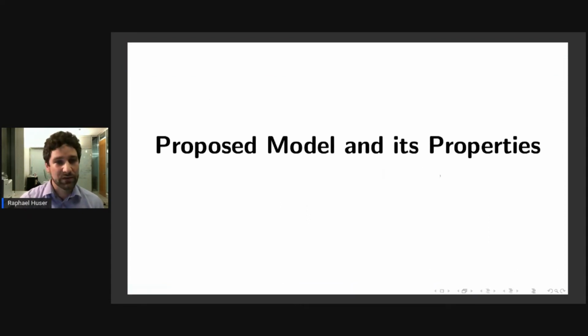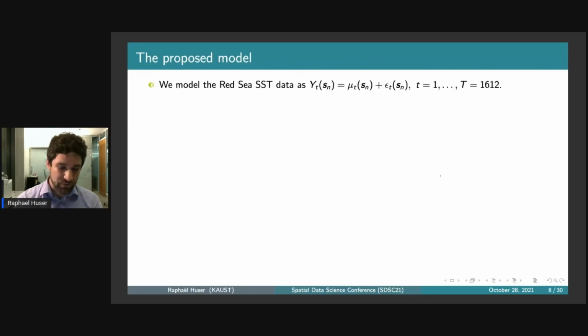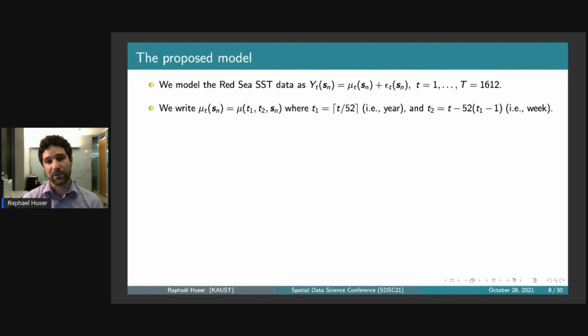So to model this data set, what we did was to try to keep things as simple as we can. And so we decided to model sea surface temperature data in two parts. One part that takes care of the mean behavior, this mu, and the other part that takes care of the residual stochastic variability, this epsilon. So here we index mu and epsilon by t, time, and s, space. And so then we first model the mean.